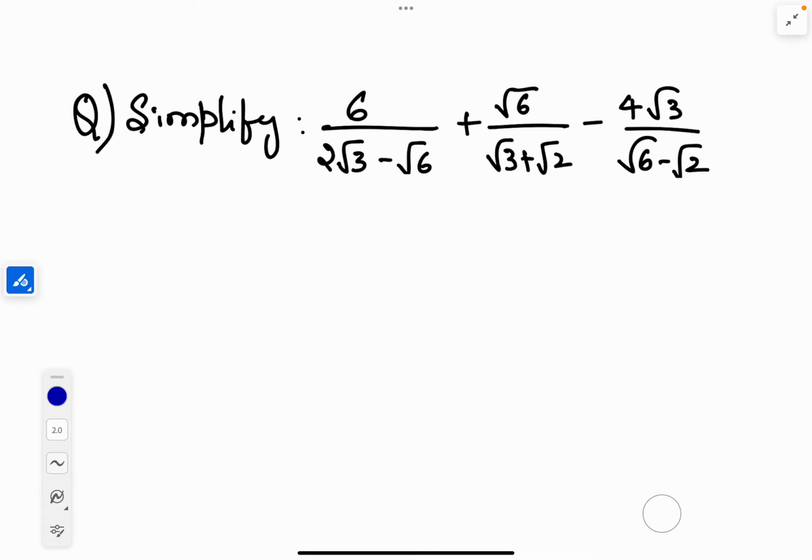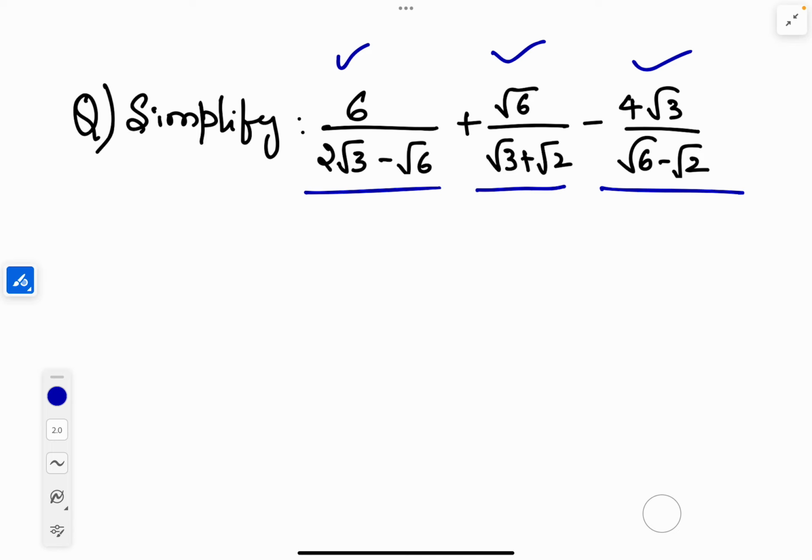This is a question from number system, class 9. Simplify 6 by (2 root 3 minus root 6) plus root 6 by (root 3 plus root 2) minus 4 root 3 by (root 6 minus root 2). Now there are totally 3 terms here, right? So what we will do is we will take individually each term and start rationalizing it.